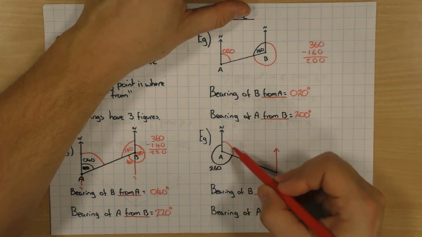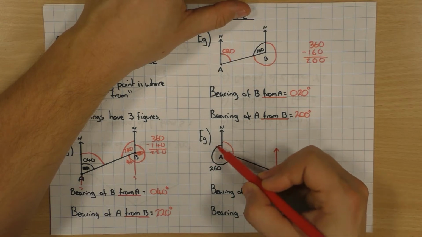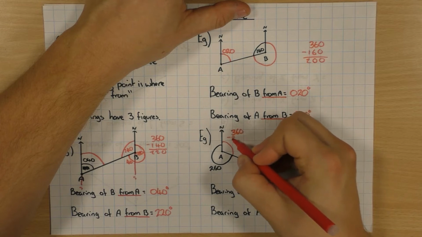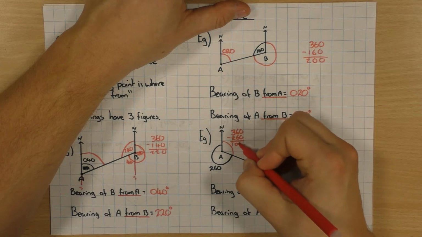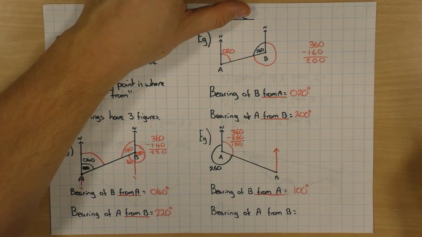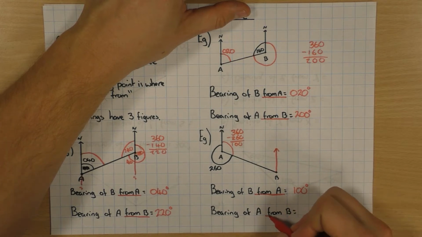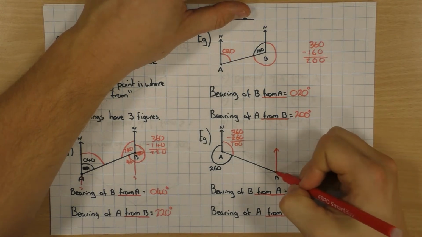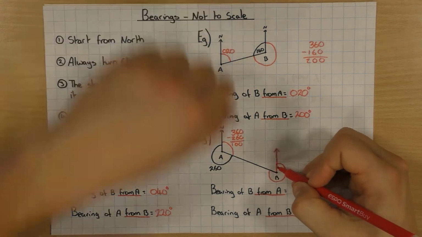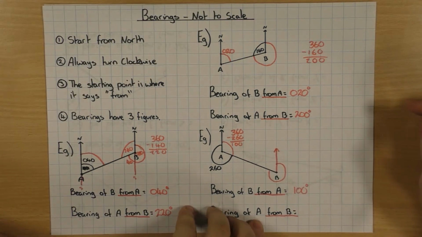Again, I know all the way around is 360 degrees, so if that's 260, I can just do 360 minus 260, and again, no prizes, it's 100 degrees. Deliberately pick nice numbers. And this one here, bearing of A from B, so from B going to A, north clockwise, that's the angle I need.